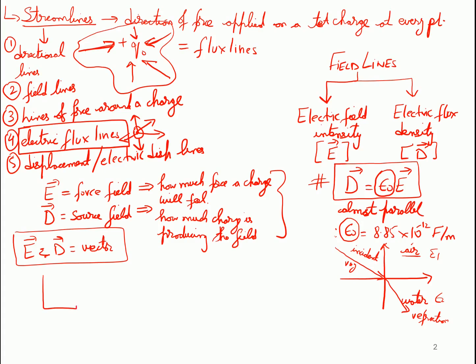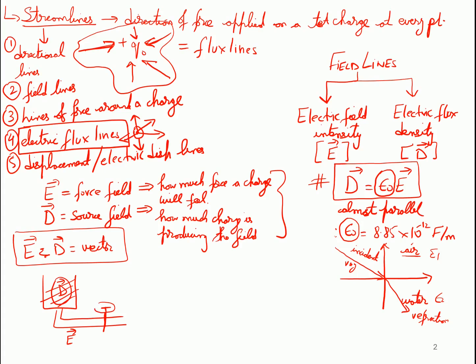So if this is your tank of water and this is the outlet connected with the tap over here. D is basically all the amount of water stored inside the tank because it's a source field. It is a measure of how much water is inside the tank. And the E field, on the other hand, is telling us, or measuring, with how much strength the water will flow at a certain point.